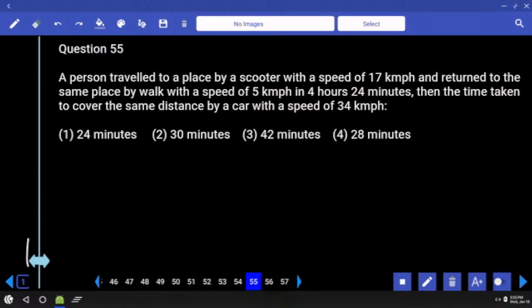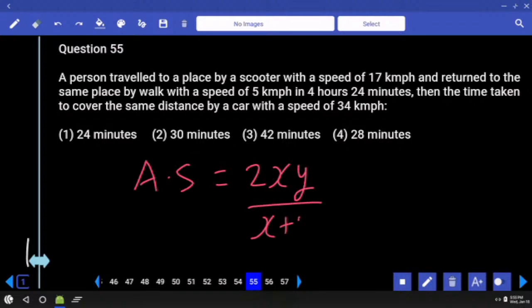We all know that whenever a person travels from one place to another and comes back to the same place again, average speed is given by what? 2xy by x plus y. Yes or no? In the first half, he traveled by what? Scooter, which is traveling at 17 km/h. In the second half, while he was coming back, he was walking. He didn't have the vehicle, he was walking all along and he came back.